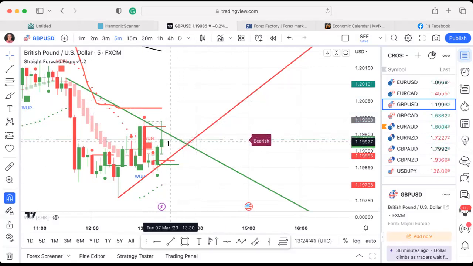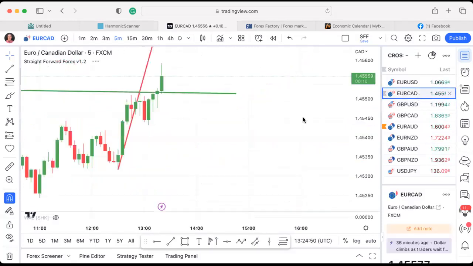What I'm looking for is price either breaking above the green line or below the red line before I get tempted to get in. So Euro card.